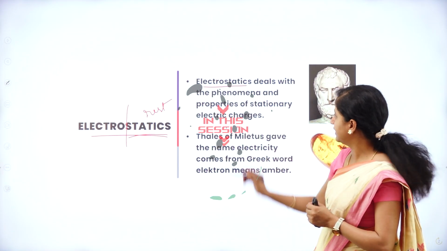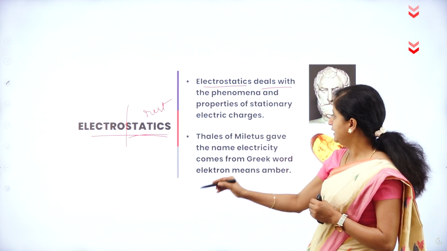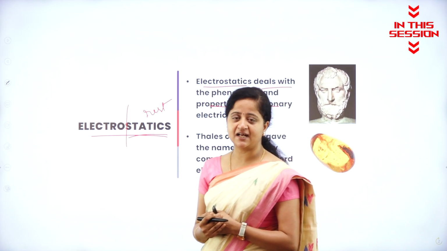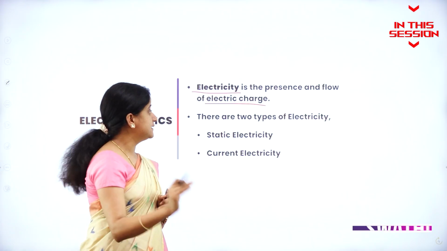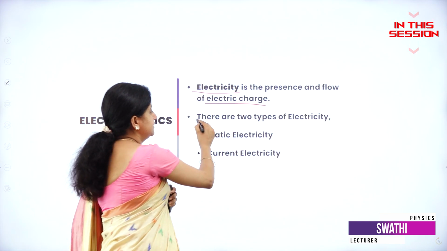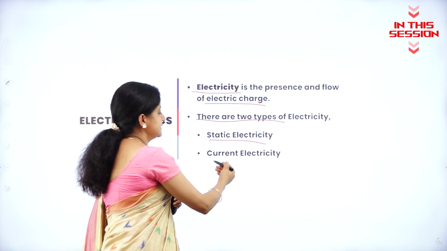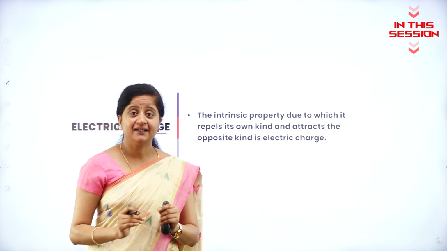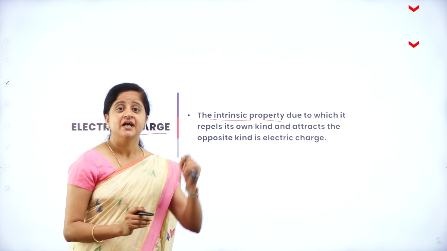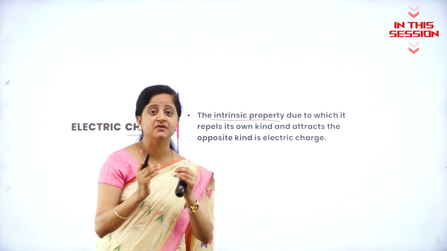Electrostatics is nothing but the branch of physics, or it is the phenomena that deals with the properties of stationary electric charges. Electricity is the presence of electric charge, and the two types of electricity we can define as static electricity and current electricity. Electric charge is nothing but the intrinsic property due to which it repels its own kind and attracts its opposite kind.